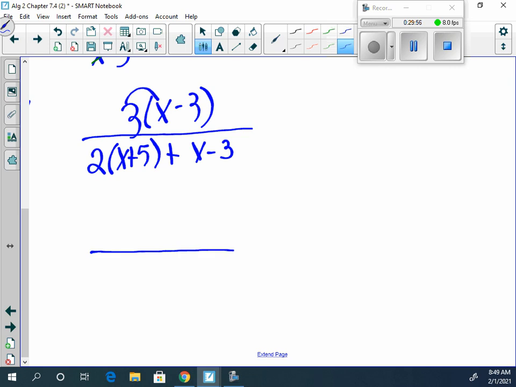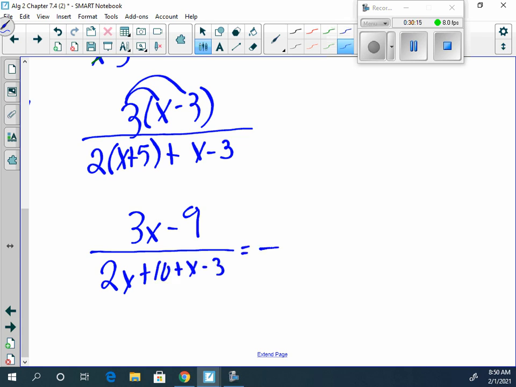Now, as we said, we're going to have to distribute the 3. So 3 times x would be 3x, and 3 times negative 3 would be negative 9. 2 times x would be 2x. 2 times 5 would be plus 10, plus x minus 3. Any questions on any of this here?